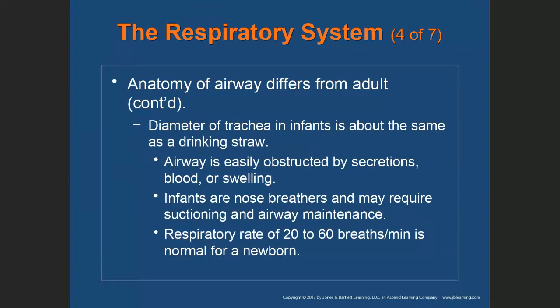Diameter of the trachea in infants is about the same as a drinking straw, quite narrow. Airway is easily obstructed by secretions, blood, or swelling. Infants are nose breathers and they may require suctioning and airway maintenance. We learned this previously. So if you're going to suction a newborn, you suction the mouth first, then the nose. The respiratory rate of 20 to 60 breaths per minute is normal for a newborn, and we really want it on the higher end than the lower end.